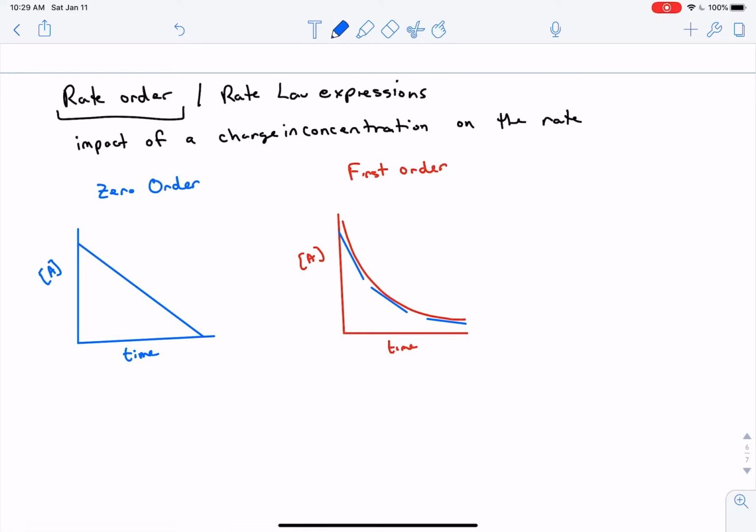Yes, Amir? So, Mr. John, to calculate the initial rate of reaction, where do you take it from? You take it from, usually, time is 0. Okay. So you draw a tangent at time equals 0. Okay.